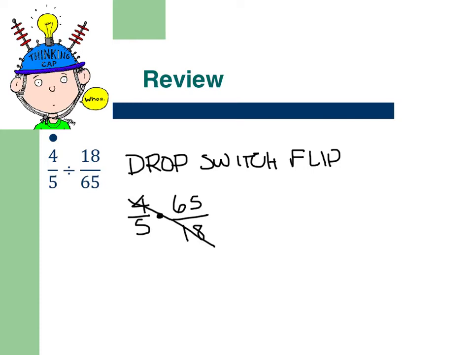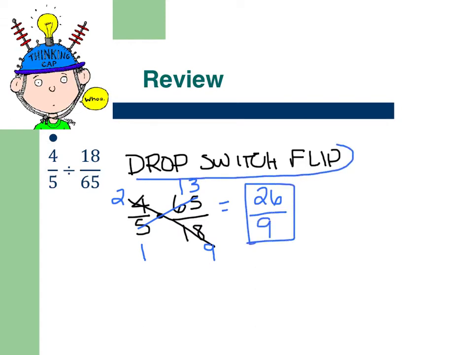We can reduce diagonally. So this is 2/9. 5 goes into 65 13 times. So multiply straight across and we get 26/9. So everything's the same except for this one first step here where we do this drop, switch, flip.